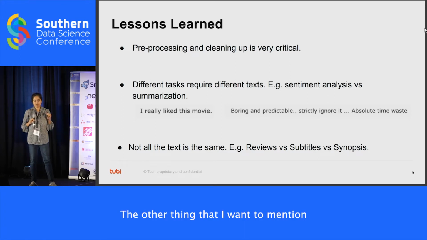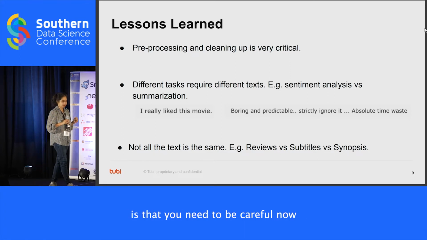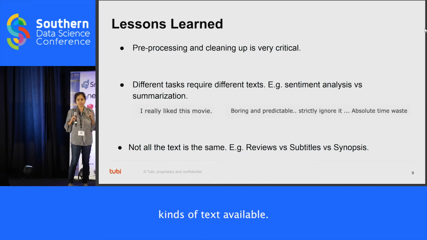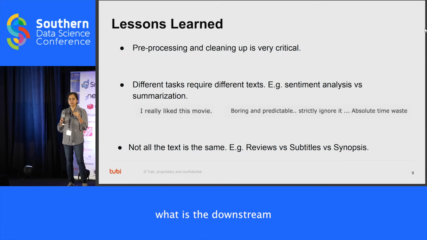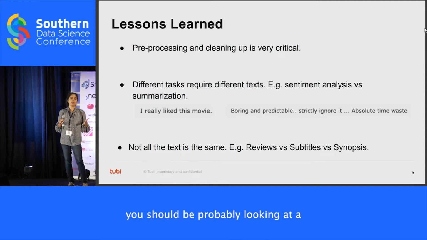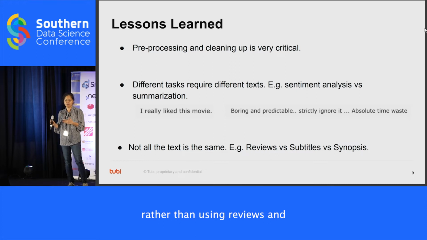The other thing that I want to mention is that now that you have different kinds of text available, you need to be very careful about what downstream problem you want to solve. Different tasks require different text. For example, if you want to do some kind of summarization, you should probably be looking at synopsis or plot summary or whatnot, and maybe do some keyword extraction on the basis of that, rather than using reviews.